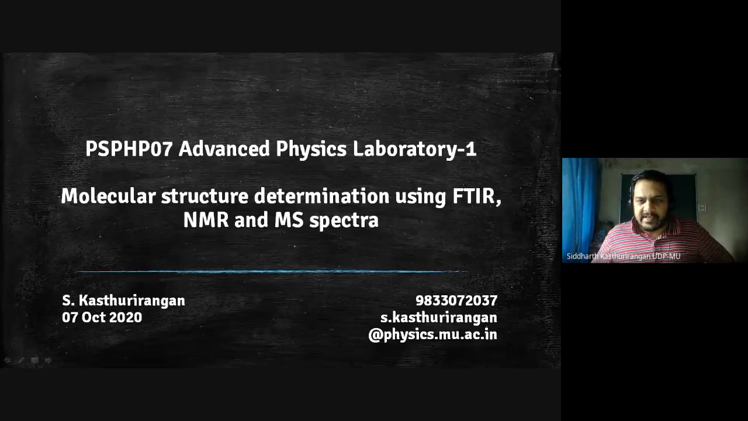And using these three, we will try to elucidate a particular molecular structure. Okay. So that is what we are planning to do.